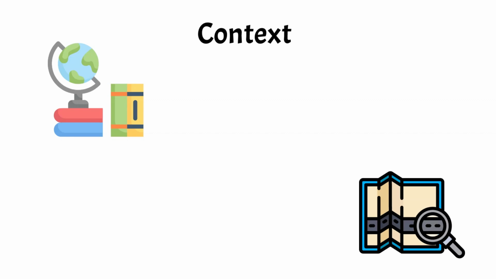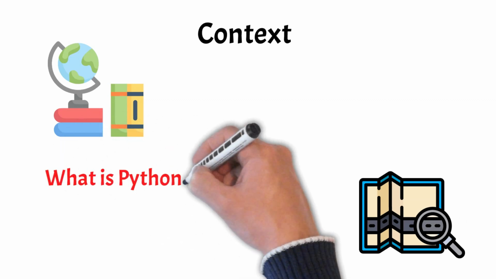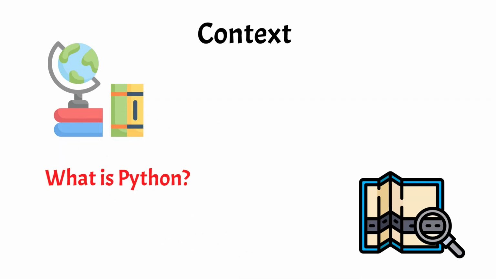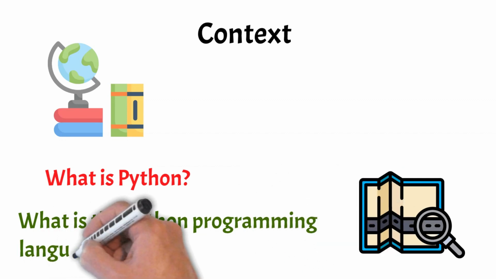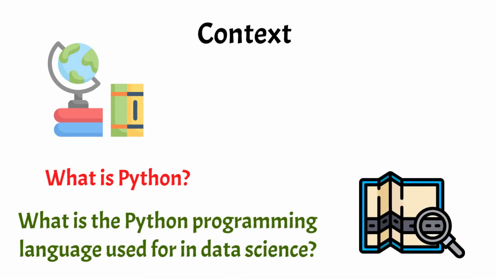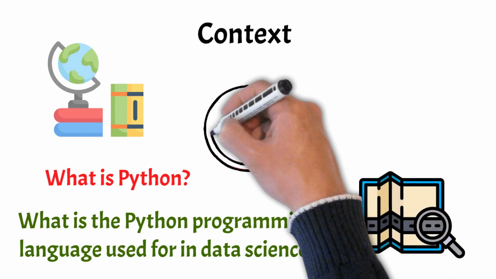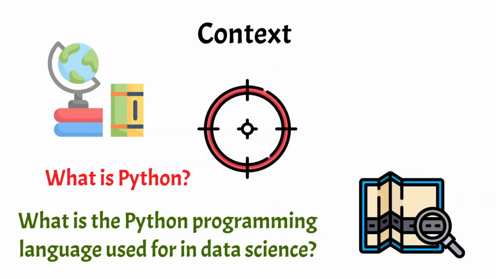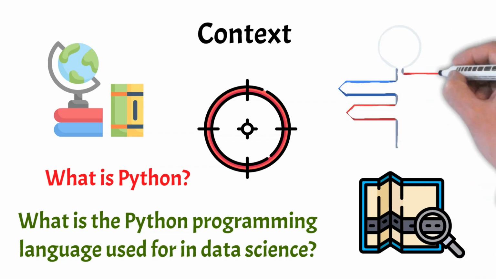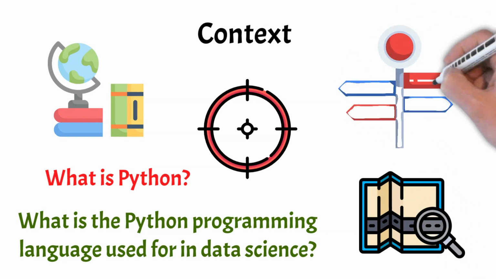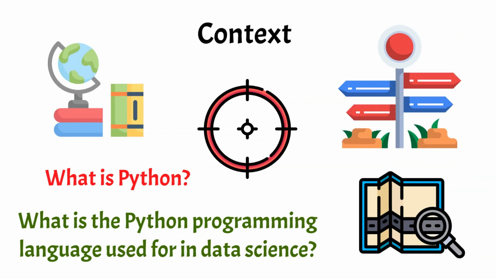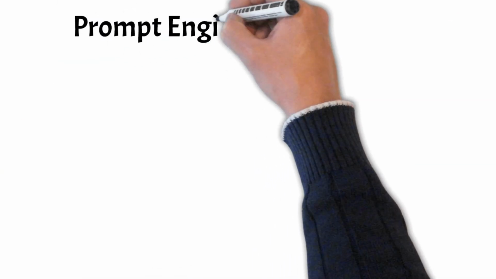For example, instead of simply asking, "What is Python?" a prompt with context would be, "What is the Python programming language used for in data science?" This additional information allows the AI to focus on the intended subject and provide more precise answers. By embedding context within prompts, users can improve the AI's comprehension and ensure its responses are well aligned with their specific needs and expectations.